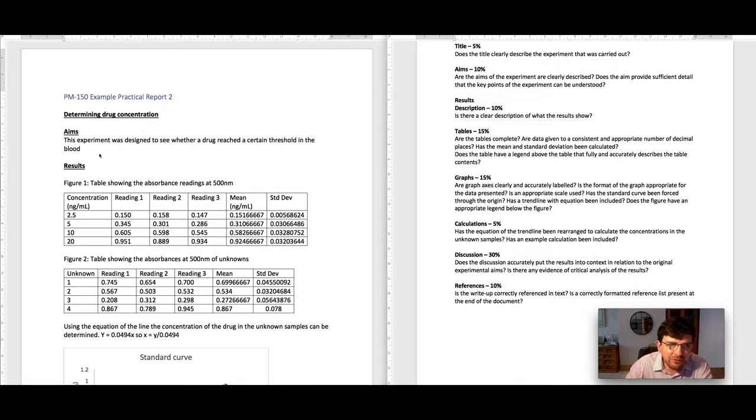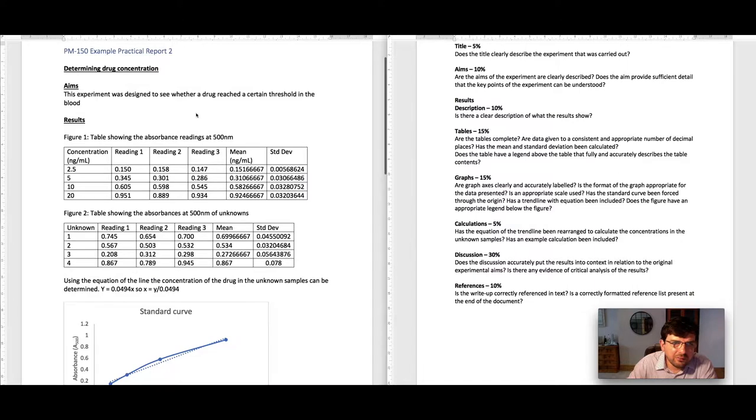Looking at the aims, this experiment was designed to see whether a drug reached a certain threshold in the blood. Okay, so we've got a bit more of a rationale here as to why the experiment was done. So we do know that we need to determine how much drug is present in blood, but it doesn't give us any information about why that's important. So the aims, again, are better than the original report, but still slightly weak. So probably be looking at somewhere around about 4 or 5 marks out of the 10 available.